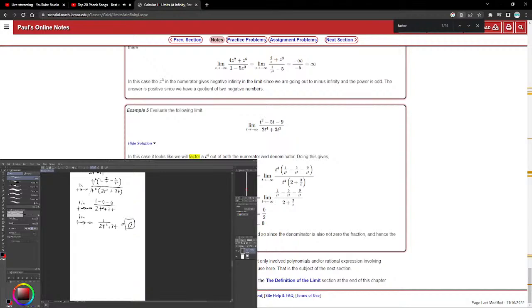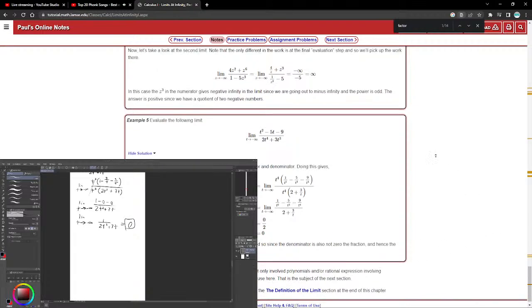In this section, we concentrated on limits at infinity with functions that only involve polynomials and or rational expressions involving polynomials. There are many more types of functions that we could use here. That is the subject of the next section. To see a precise and mathematical definition of this kind of limit, see the definition of a limit section at the end of this chapter.